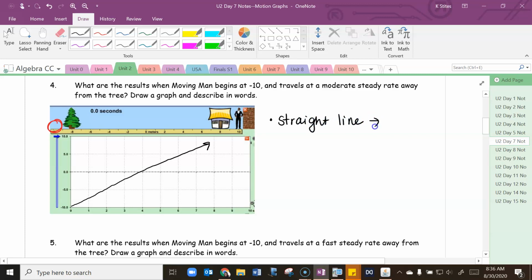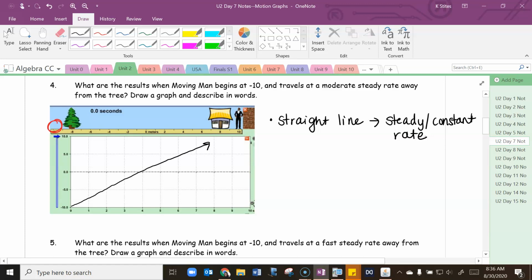And this is because we were going at a steady, or another word is constant, rate. All right, his speed was steady or constant. So he wasn't getting faster and then going slower. He was going the same speed for the whole time.